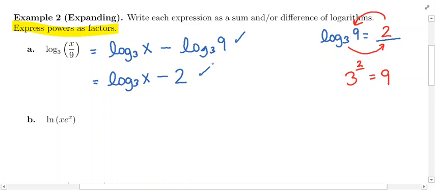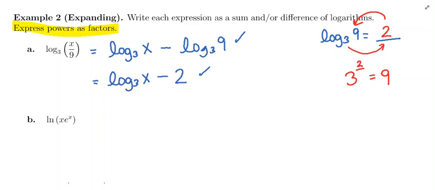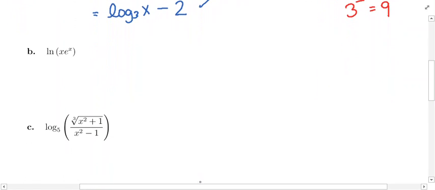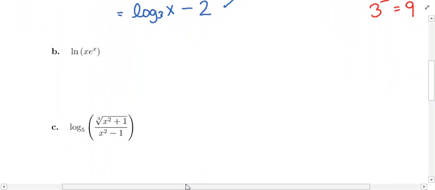Either one is acceptable. In part B, we're looking at the natural log of x times e to the x. Again, we're trying to expand here. We have one logarithm that we're going to turn into multiple logarithms. When you're doing these types of problems, you're trying to align it with the three major properties of logarithms.